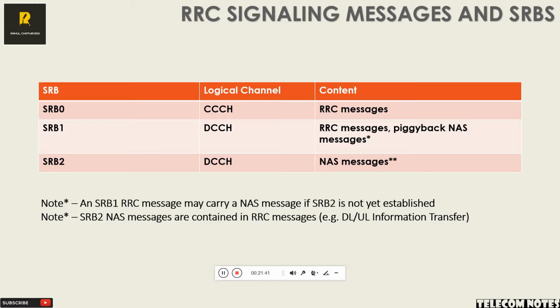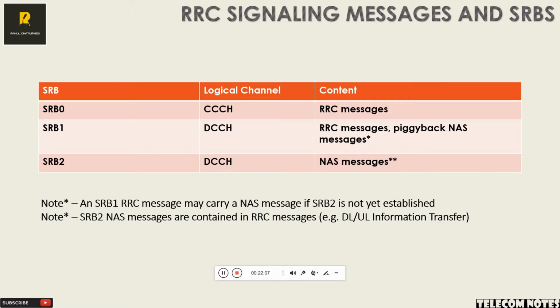Coming to SRB1, signaling radio bearer 1, it's generated when it is connected to your particular device, that is, it's dedicated. It moves over the logical channel DCCH, the dedicated control channel, having the RRC messages and piggybacked NAS messages also.